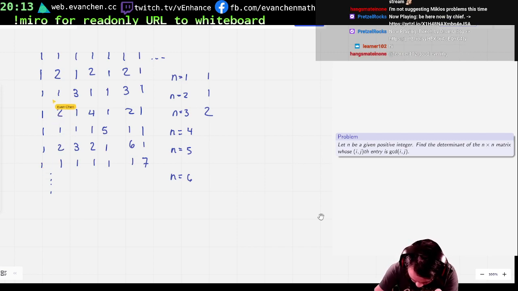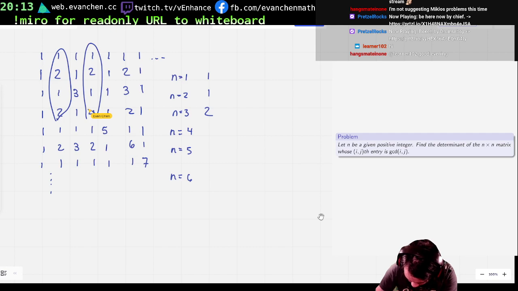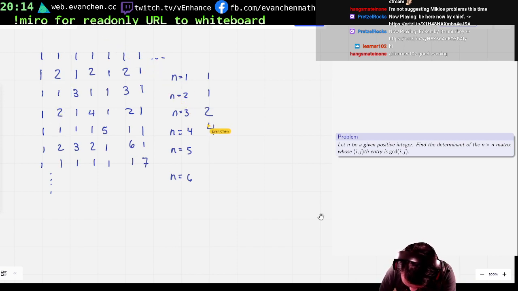Okay, so first, this gives you four. Well, let me do this. Four. I'll write this actually as 2 times previous. And then 5 will be 4 times previous, equals 16.